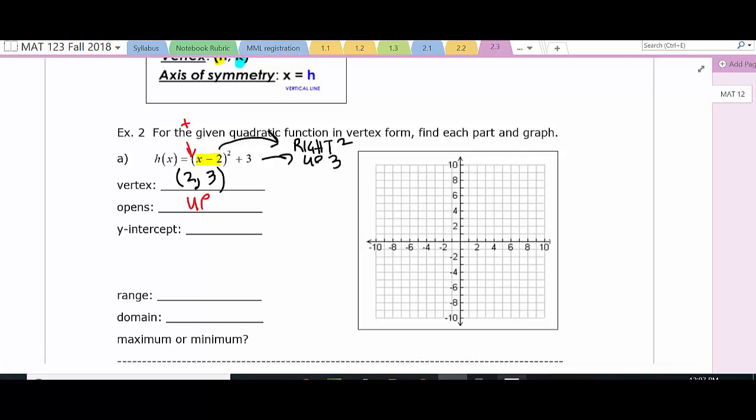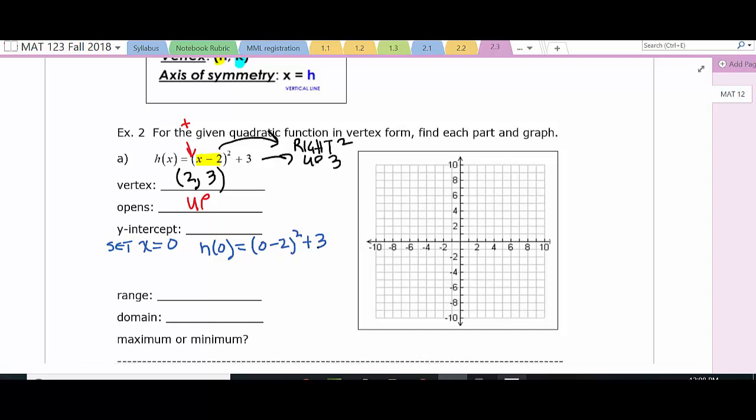Okay, next thing we're going to do is the y-intercept, and I would write this down. If you find a y-intercept, you do arithmetic. You let x be 0. So what we're going to do is go to this function. We're going to have h of 0 and just replace the x with 0. So we have 0 minus 2 squared plus 3. Plug it in and calculate it, and that'll tell you where that graph crosses the y-axis.